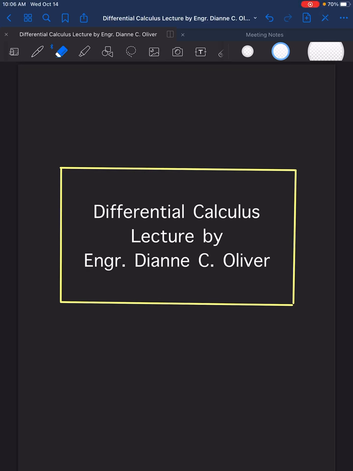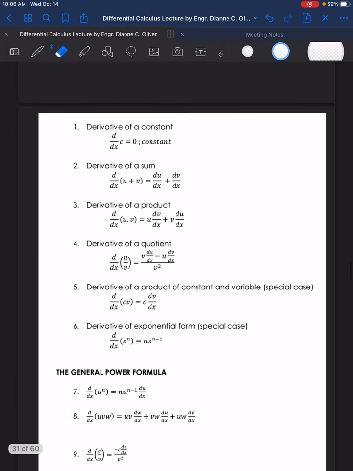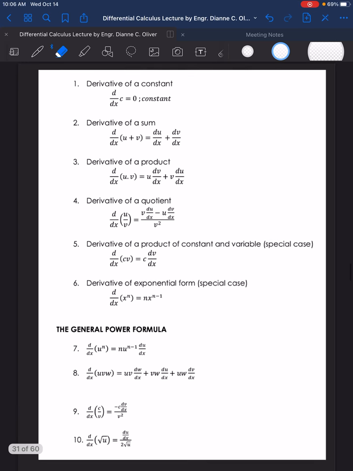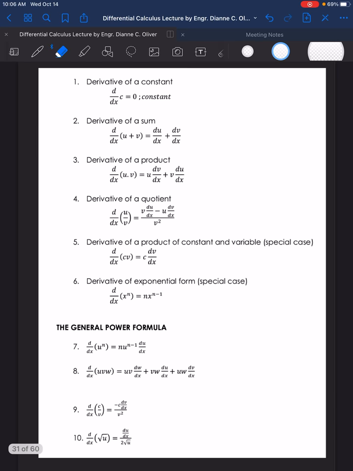Hello class, we will again continue with our lecture video on differential calculus. Today we will discuss differentiation. Now here are the formulas that have been given to you in your notes, and kindly download the DC notes number 4. So here we have the first one, derivative of a constant.